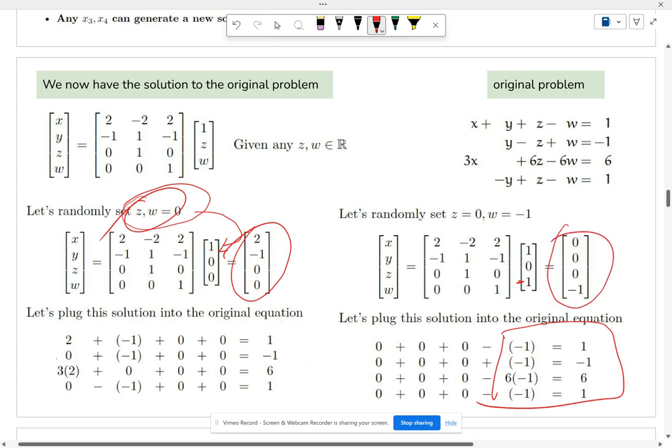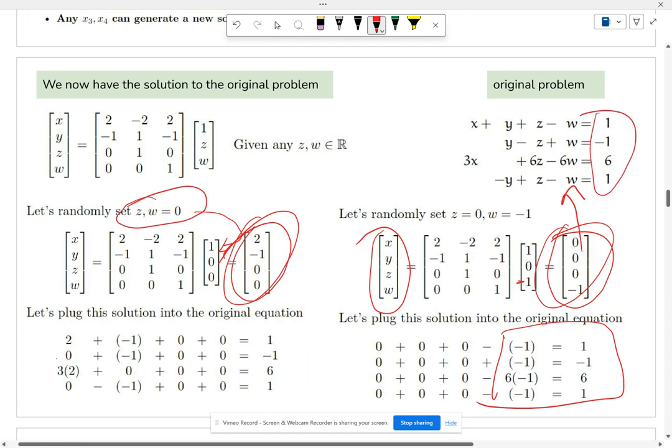This right here is a solution. This right here is a solution. Essentially, you can pick any Z, any W, and then it allows you to generate a solution. Once you have a solution, if you plug it in, then you're always going to get this result. So this is the case where you have infinite solutions.